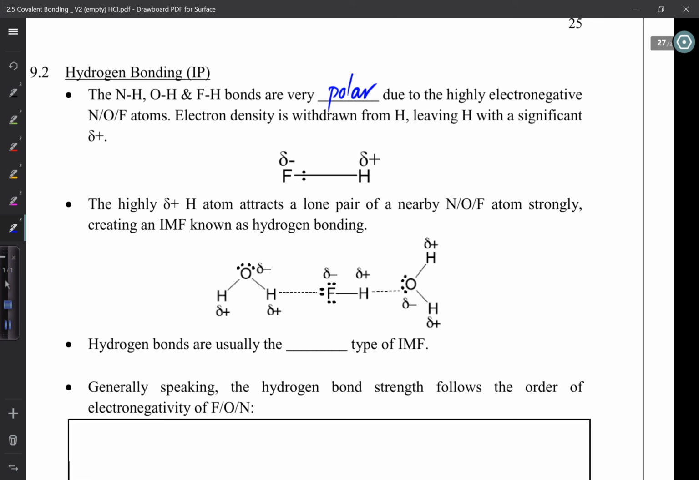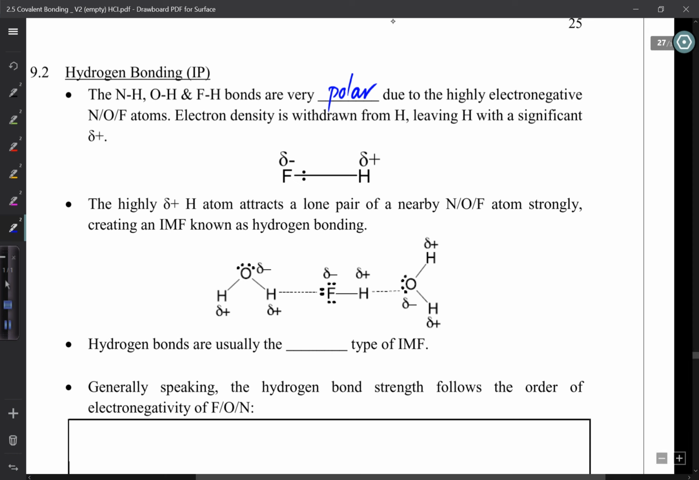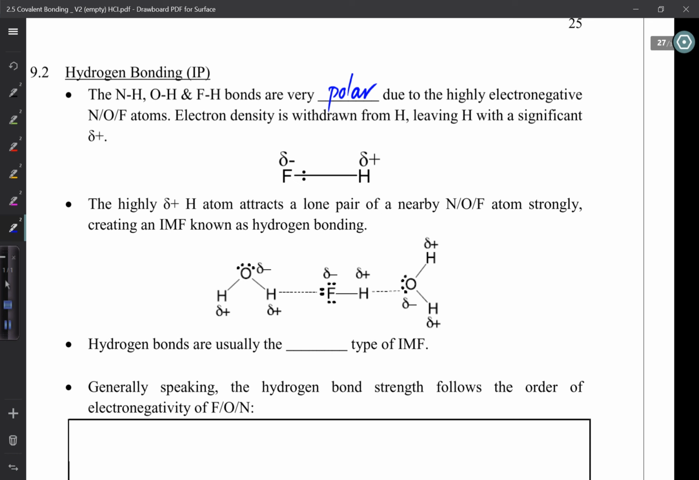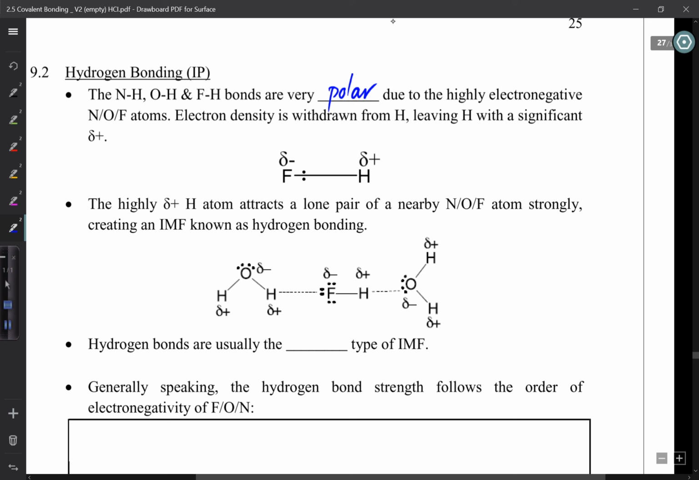The electronegativity difference will be very great, right? But it's less than 1. Why very big? Because of the highly electronegative F, O, and N. In fact, F, O, and N are the three most electronegative atoms. So if I have fluorine bonded to hydrogen, the electron pair will be very close to fluorine. So fluorine has a delta minus, hydrogen has a delta plus.